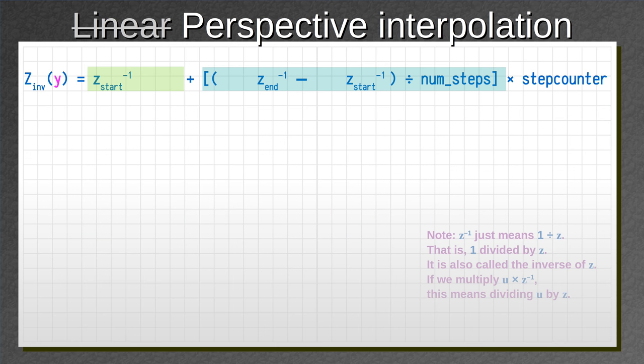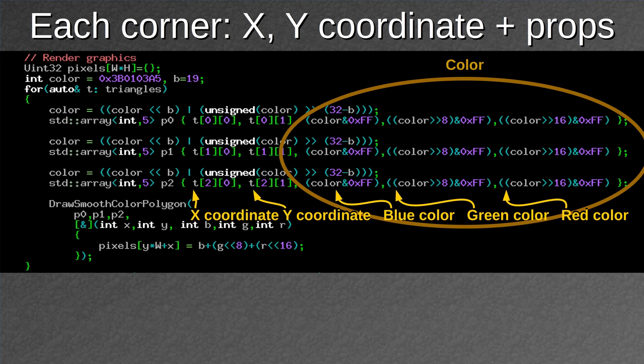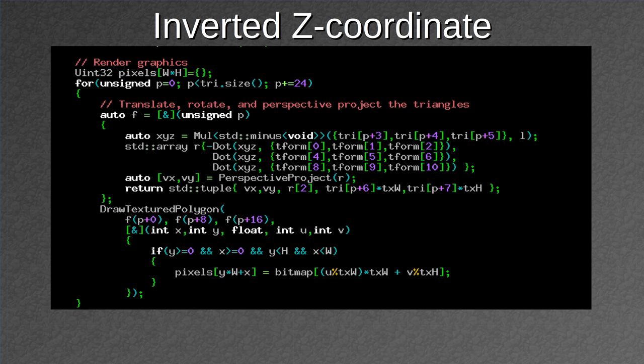The solution involves three particular changes. First, instead of iterating through the z-coordinate verbatim, we iterate through the inverted z-coordinate. Oh yeah, did I forget to mention you have to include a z for each corner? You have to include a z for each corner, just like we did with the color in the first episode when we did Gouraud shading. Look, here's the code.